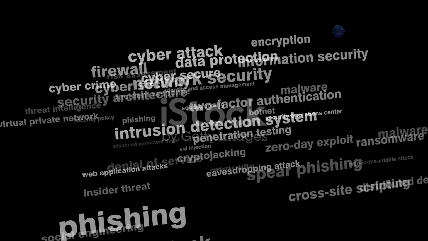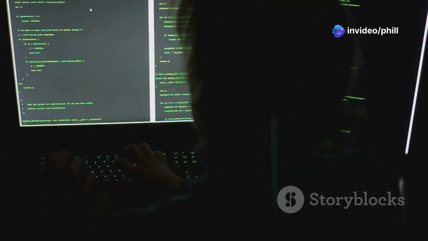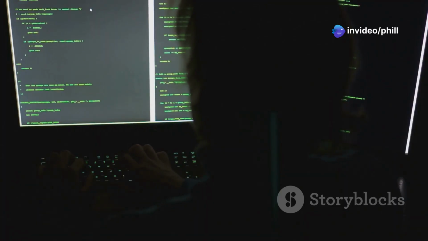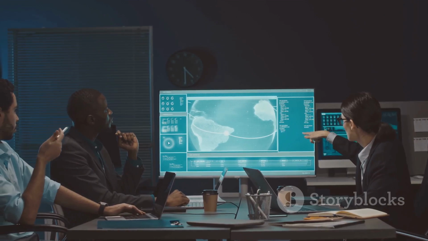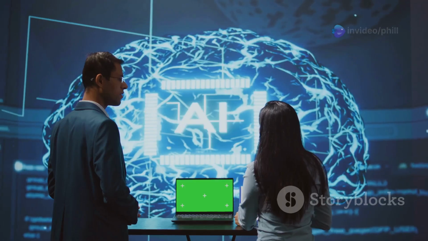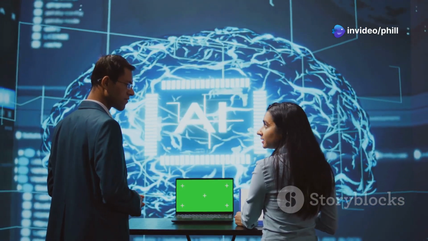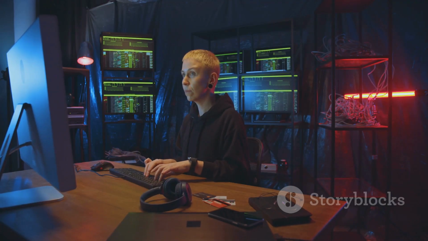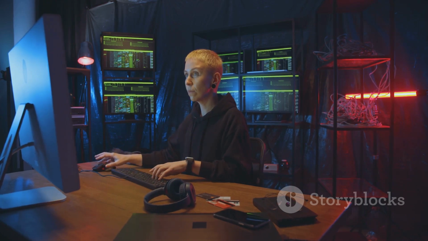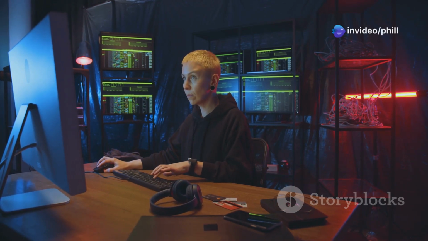Section 6. The future of cybersecurity. Staying ahead of the curve. As technology advances, attackers are constantly finding new and innovative ways to exploit vulnerabilities. Therefore, it's essential to stay ahead of the curve and proactively adapt our security measures. Emerging technologies. Artificial intelligence and machine learning are playing an increasingly important role in cybersecurity. These technologies can analyze vast amounts of data to identify patterns and anomalies, helping security professionals detect and respond to attacks more effectively.